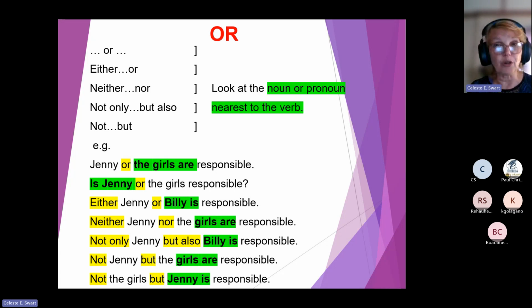But of course, if you don't know your parts of speech, you won't be able to identify your verbs. Then you can look at the rest of the list here. Neither Jenny nor the girls are responsible. Not only Jenny, but also Billy is responsible, because we're looking at Billy and Billy is singular. So that means that because Billy is singular, it takes the singular form of the verb. So remember, it must make sense. It must be comfortable to use. Those of you who are English home language will be applying these rules and you won't know why. So now you have the opportunity to learn to see why you're applying them.